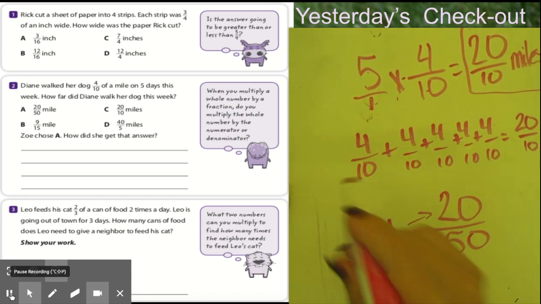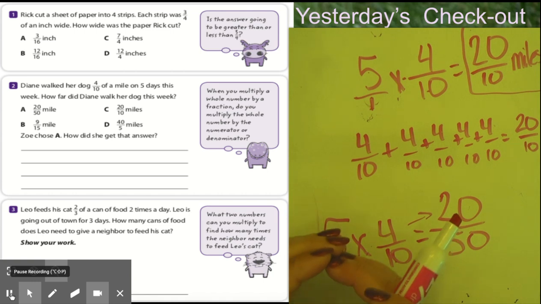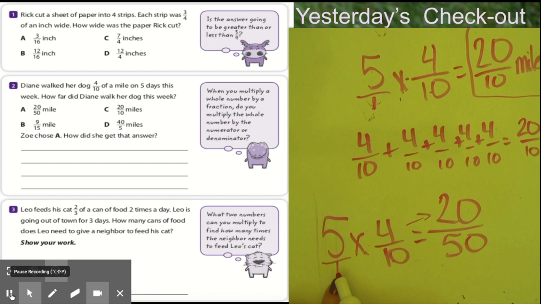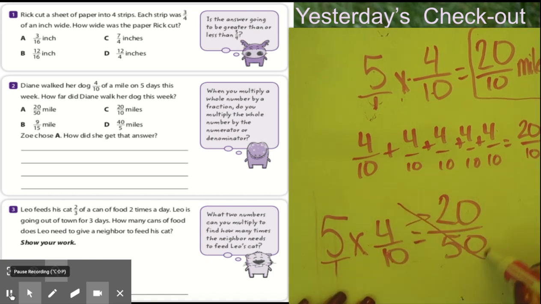I need to show 5 wholes. 1 is my whole, and I need 5 of them. That is how it should have been written. But what Zoe did was she put the 5 in the numerator and the denominator, and then she got the wrong answer. So that is incorrect. So what did Zoe do wrong? Well, the correct answer is C, but Zoe multiplied the whole number to the numerator and then the whole number to the denominator.